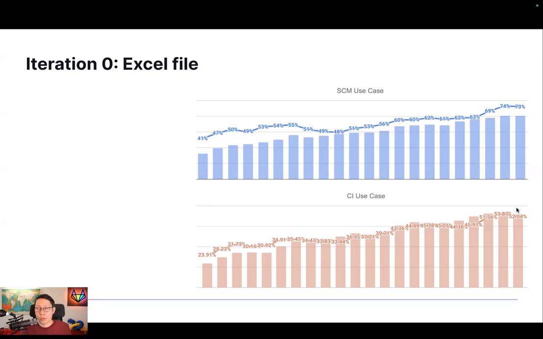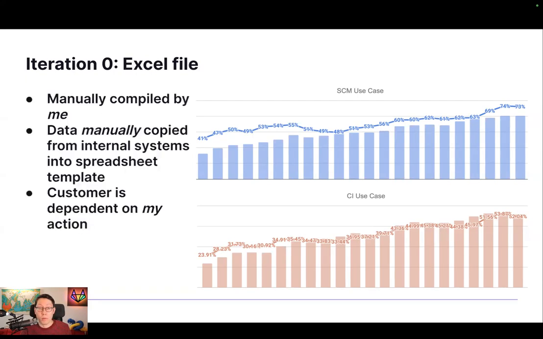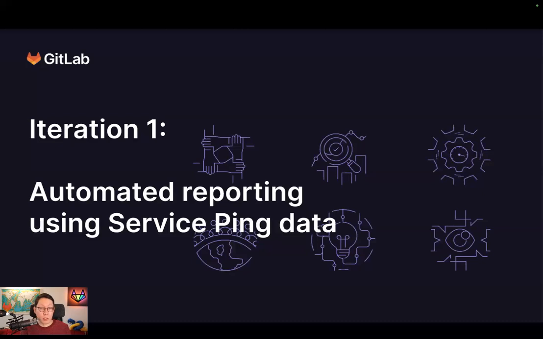Where are the users that are only using SCM but not CI? We'll address this later, but let's get ourselves out of the loop first, because this data is manually compiled by me. It's manually copied from internal systems into a spreadsheet template. So the customer is dependent on my action for reporting, and that does not scale. I don't like it. Let's continue to iterate and find a way to automate it.